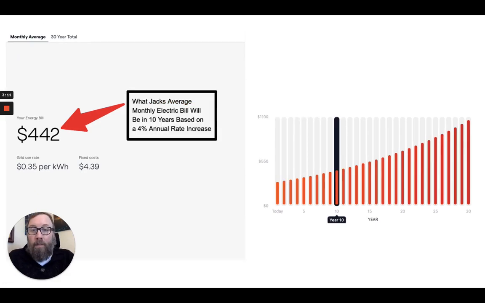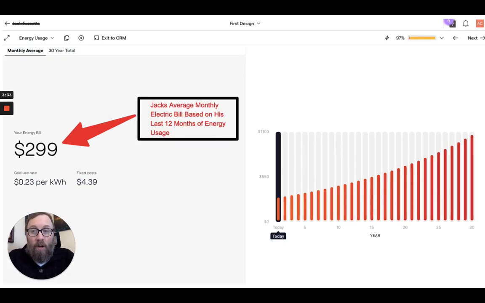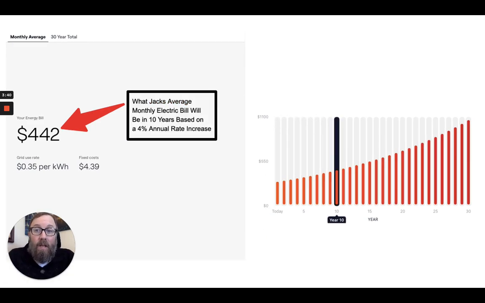So $299 per month. But check this out: with just a 4% increase year after year, which is just the national average, I mean, Texas increased last year, I believe it was a 70% increase in electricity costs last year. So a 4% year over year average is very conservative, right? But that same $299 bill, or 23 cents per kilowatt hour of electricity, in 10 years is $442, or 35 cents per kilowatt hour of electricity.